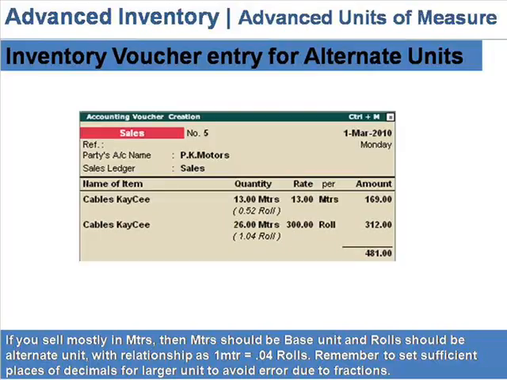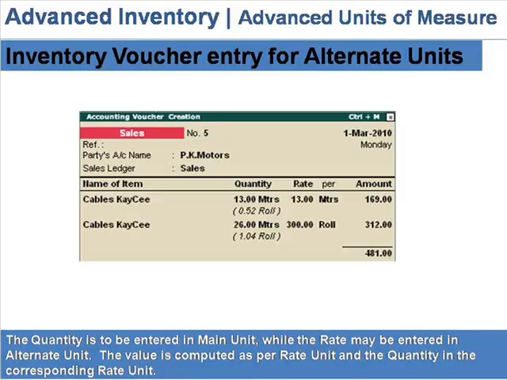If you sell mostly in meters, then meters should be base unit and rolls should be alternate unit with relationship as 1 meter is equal to 0.04 rolls. Remember to set sufficient places of decimals for larger unit to avoid errors due to fractions. The quantity is to be entered in main unit while rate may be entered in alternate unit. The value is computed as per rate unit and the quantity in the corresponding rate unit.